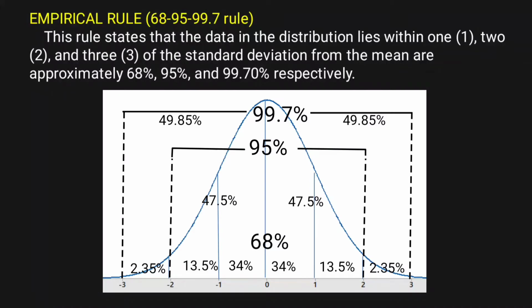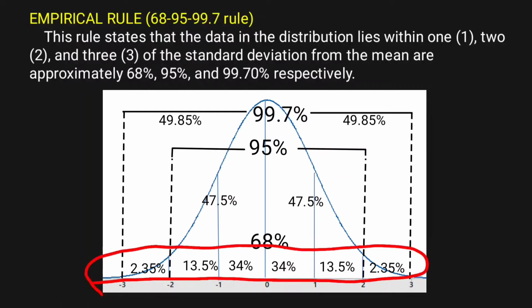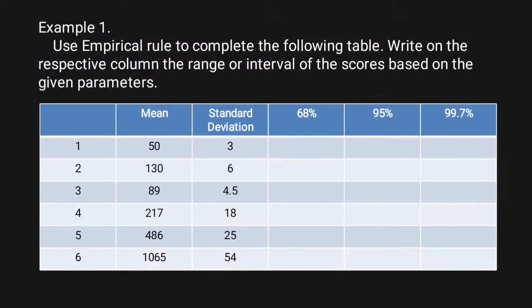So gagamitin natin ng empirical rule. So tandaan natin itong mga percentage na ito, bawat part natin. So we have 2.35, 13.5, and 34%. Then sa kabilang side, syempre, ganun din. 34%, 13.5, 2.35. And then 0.15 sa magkabilang tail natin. Okay, so example of how to use empirical rule.